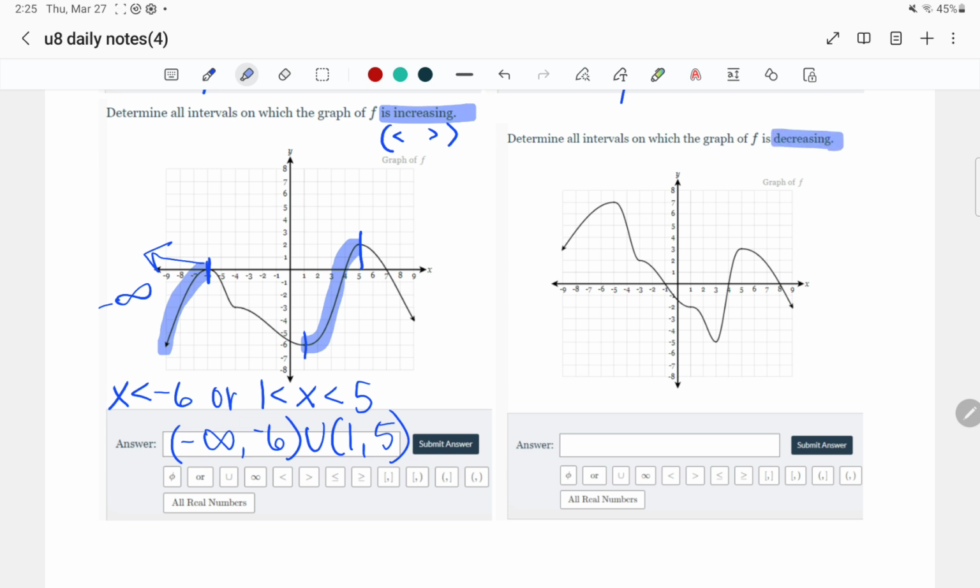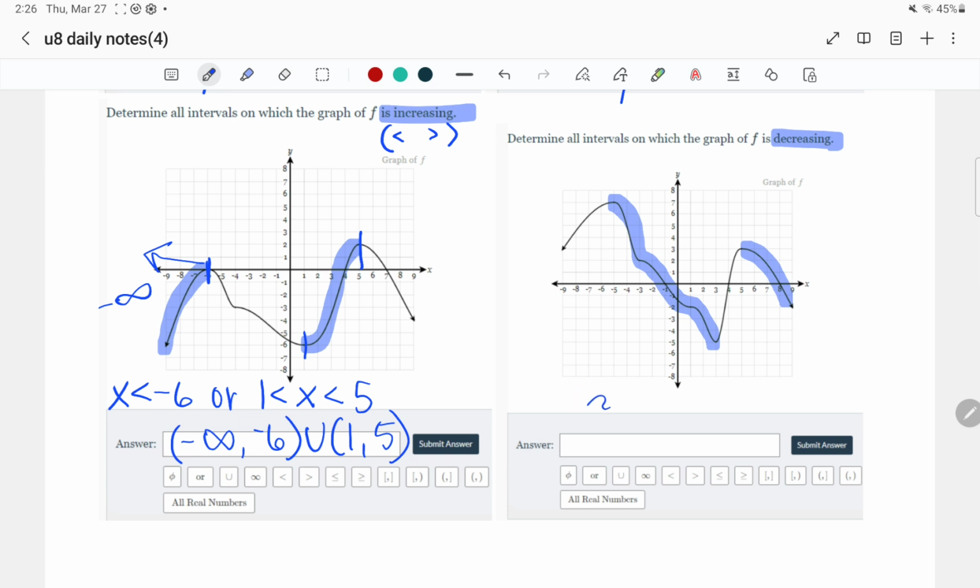Second graph is decreasing. So where I'm decreasing, going up and up and up, and then right here I start going down and I stall, but that's okay. Then I stall again, but that's okay. I've been decreasing the whole time. But then I stop, and now I'm going back up, and then I start decreasing again.